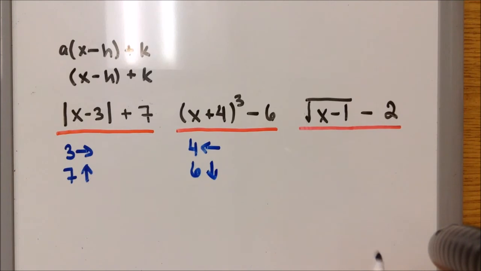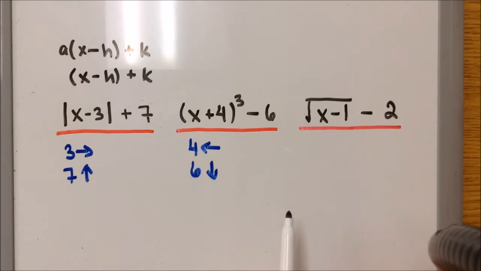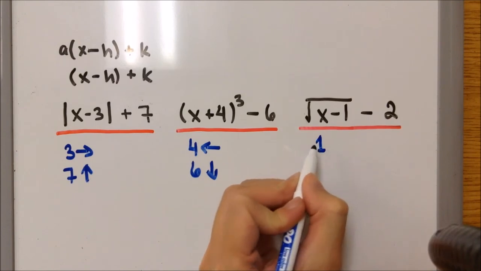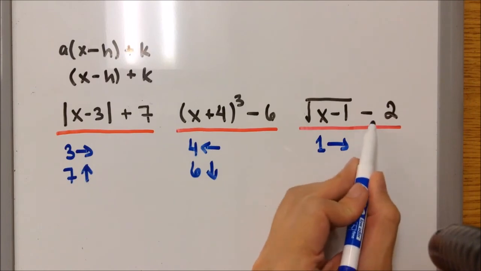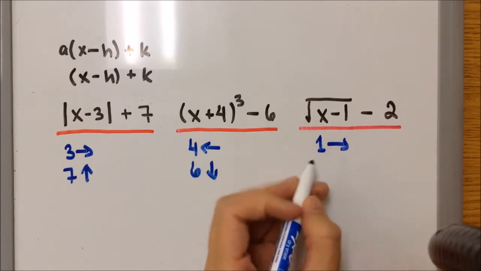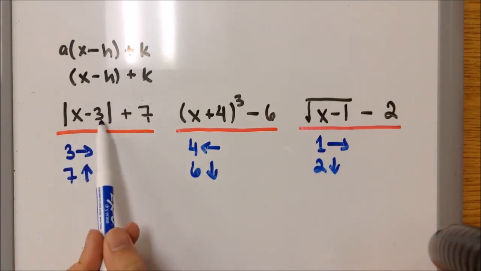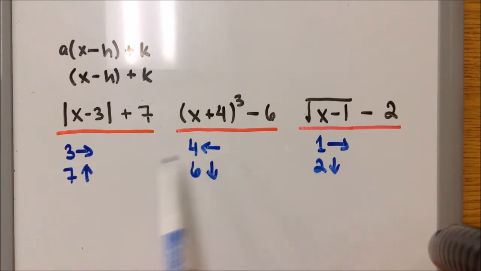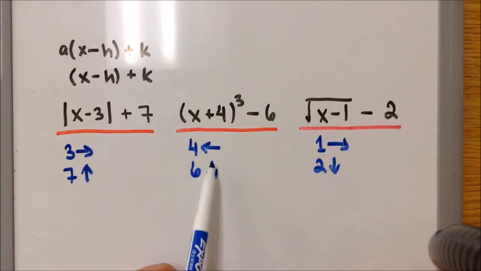Now we have the square root function. The square root of x minus 1, then minus 2. So x minus 1 means it's just 1 unit to the right, just like over here, x minus 3, 3 units to the right. Now minus 2 is just like this, so 2 units down. So again, if you have a number within the function, it's going to either move to the right or left. If you have a number outside, it's going to either move up or down. So this is what you would do.